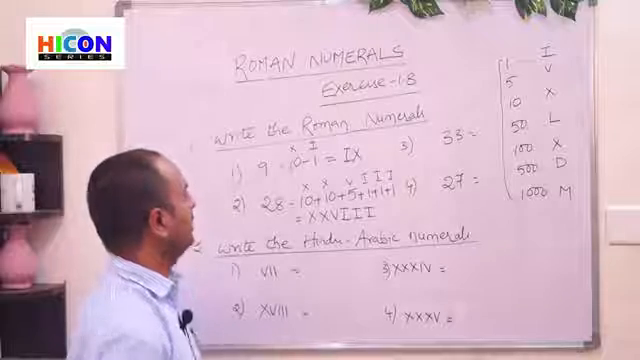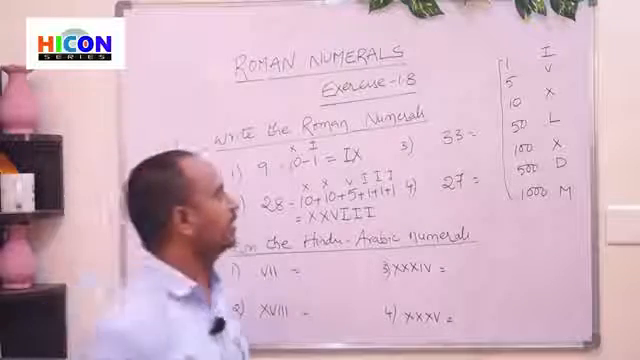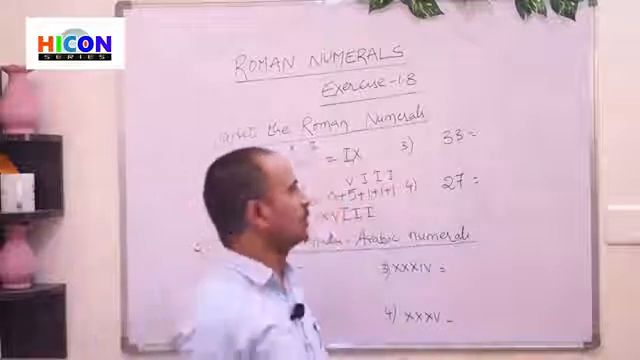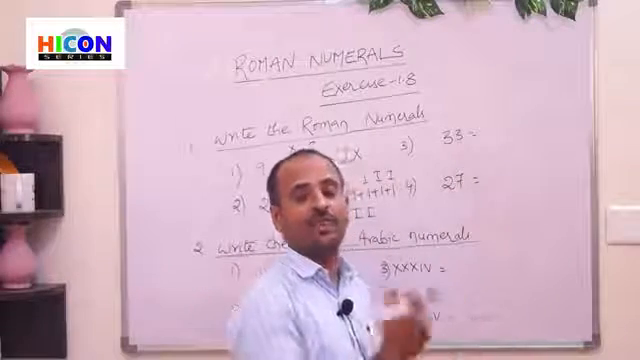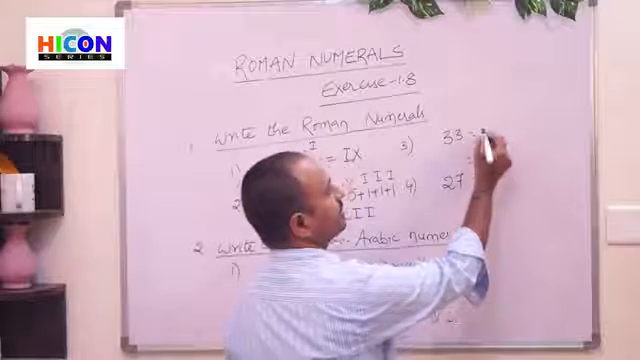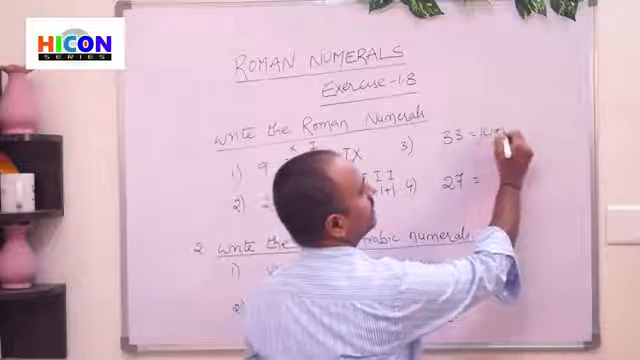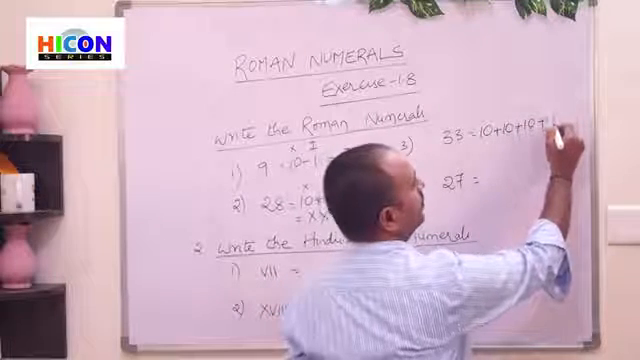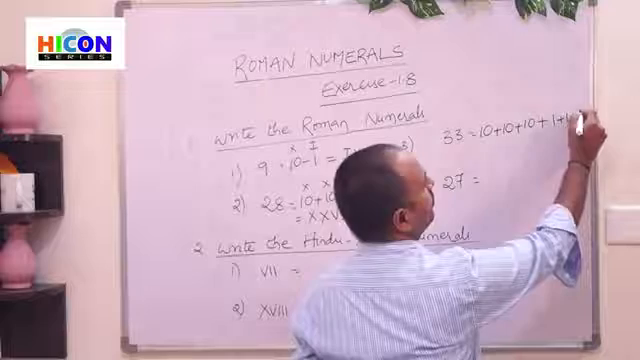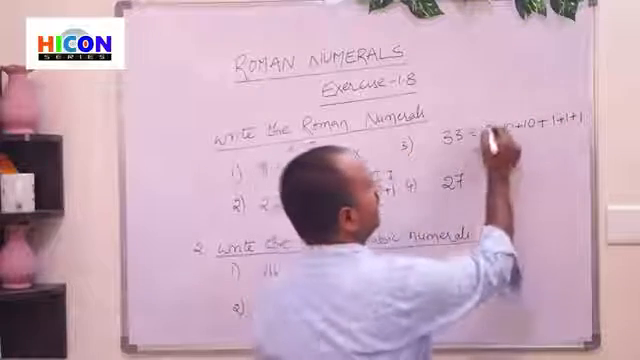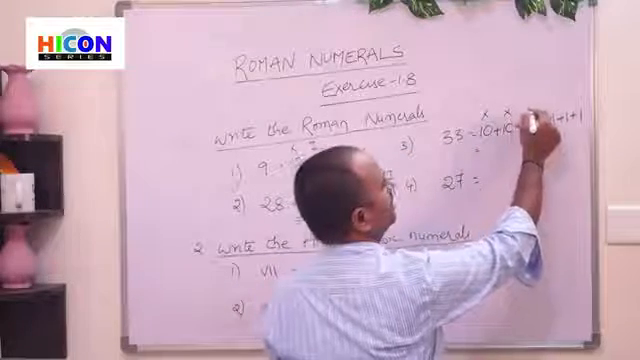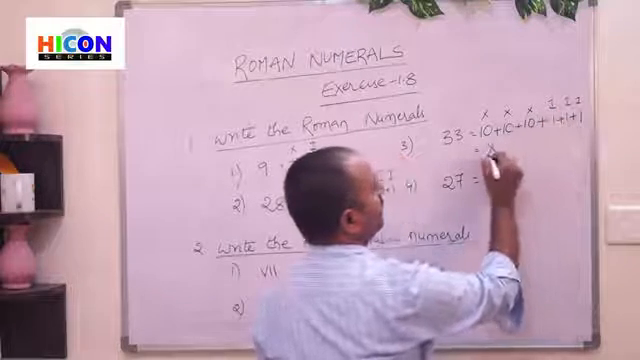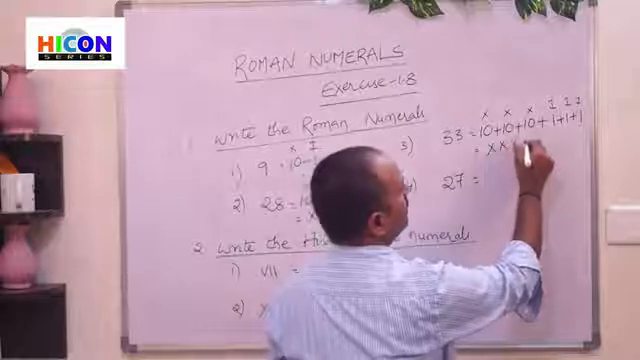So children, let us see the third problem. Here the third problem is 33. Now split this 33 into tens, 5s and 1s. 33 means 10 plus 10 plus 10, and 3 means we have to write 1 plus 1 plus 1. So here 10 means X, 10 represents X and 1 represents I. In this way we can write it like this: X, X, X, I, I, I.